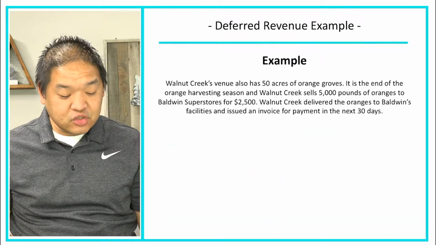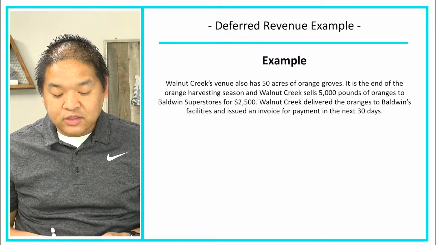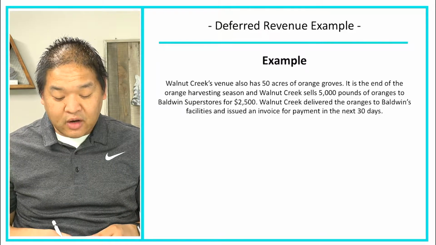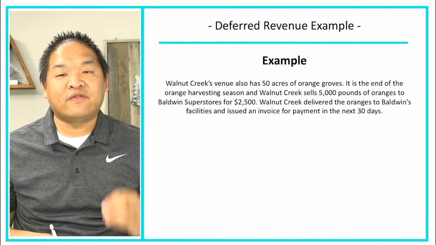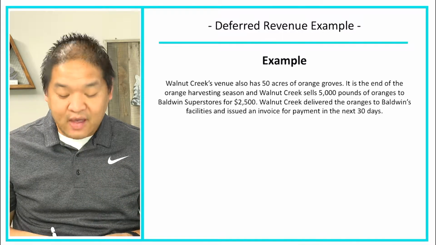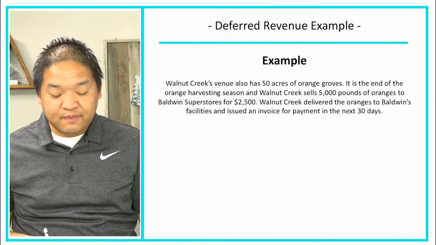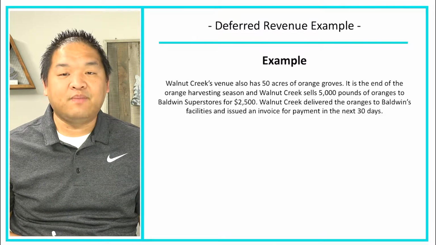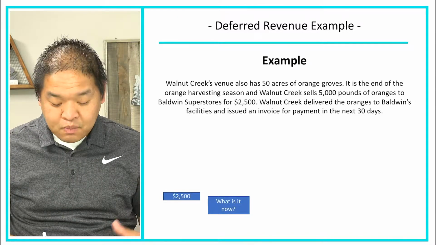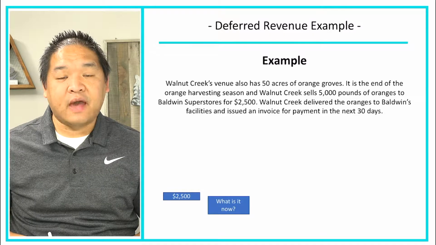All right, so let's jump into an example of what that looks like. Walnut Creek's venue also has 50 acres of orange groves. It is the end of the orange harvesting season, and Walnut Creek sells 5,000 pounds of oranges to Baldwin Superstores for $2,500. Walnut Creek delivers the oranges to Baldwin's facility and issues an invoice for payment in the next 30 days. So what's happening? Right now, we're showing that revenue is $2,500.